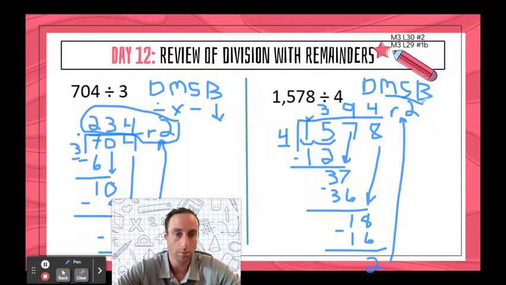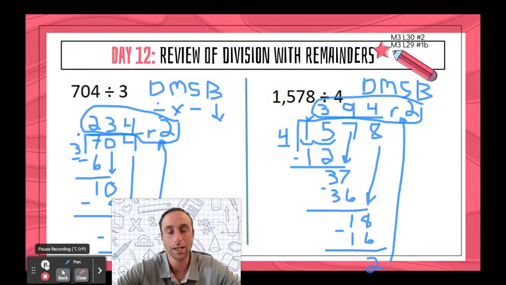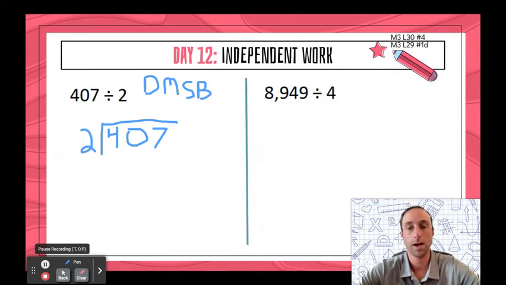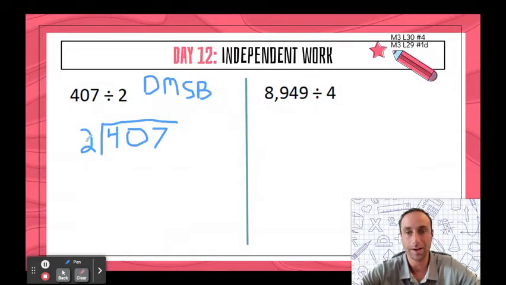So in this problem, our quotient is 394 with a remainder of 2. So when we go on to the next page, pause it there, take as much time as you need, try to get those problems done independently on your own, and then when you're ready, you hit the play button and we can go over them together. All right, so our first problem here independently, we're going to take 407 and divide it by 2.